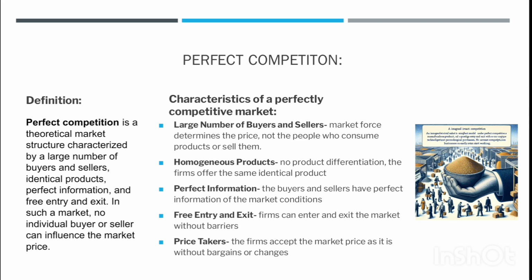So let's look at the characteristics of a perfectly competitive market. We have a homogeneous product, which means the same product with no product differentiation. We have perfect information, free entry and exit, price takers, and a large number of buyers and sellers. In this case, the market forces determine the price, not the people who sell the product or the people who consume the product.